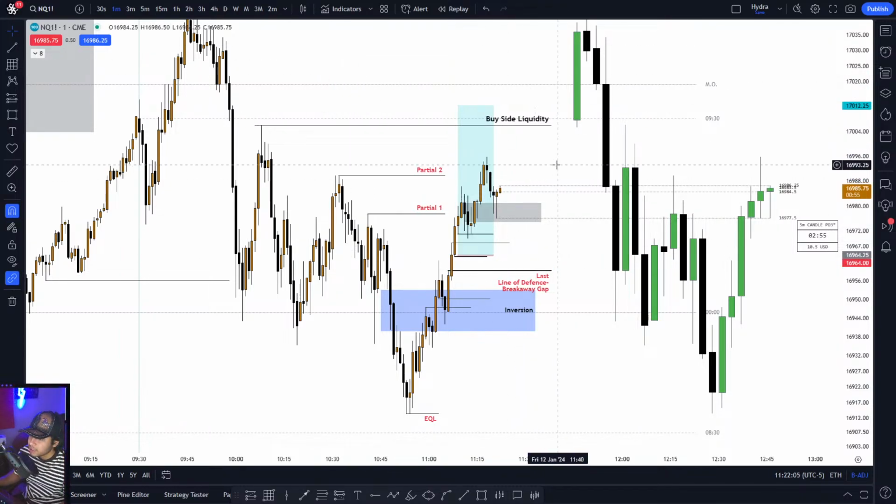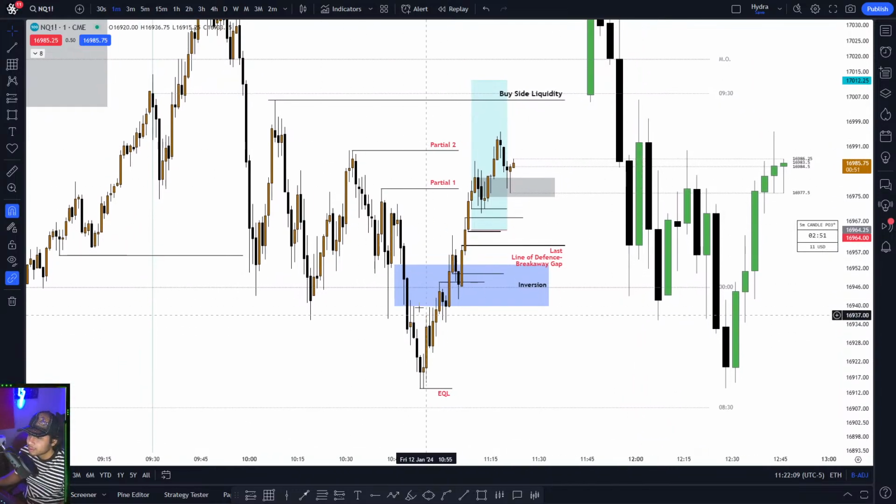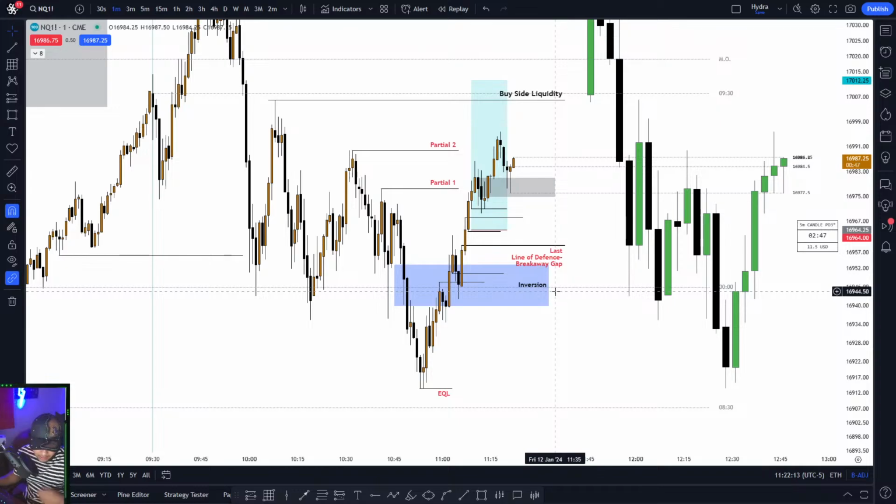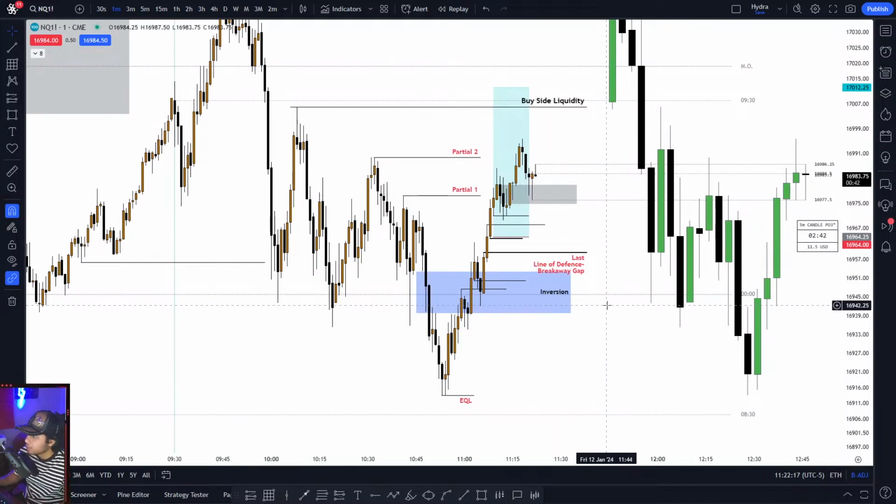So like Dodgy and me, we pretty much have the same trading model. We target equal highs, equal lows. He just goes with inversion. I go with inversion and breaker. So two models basically. These are my go-to models.